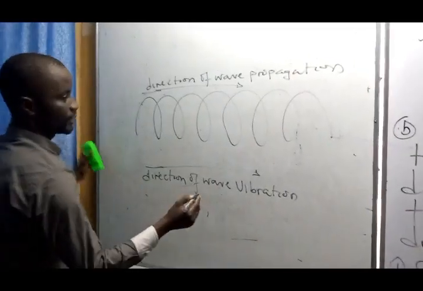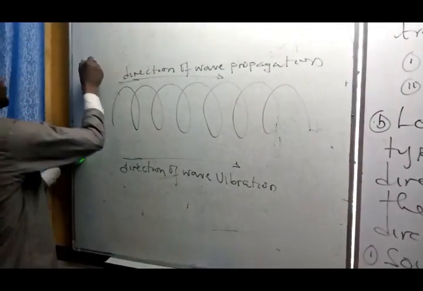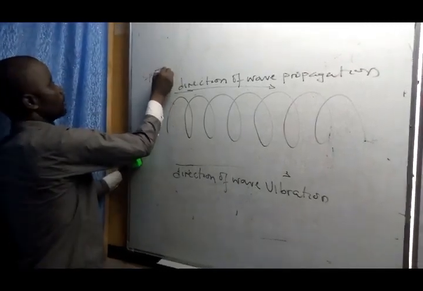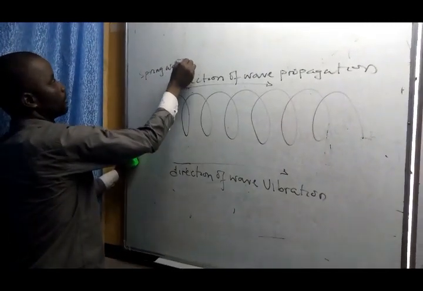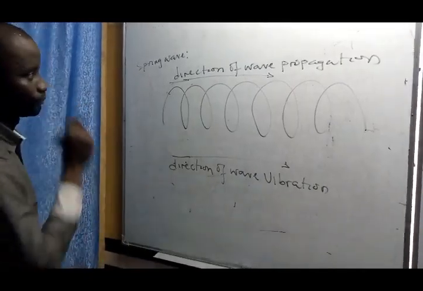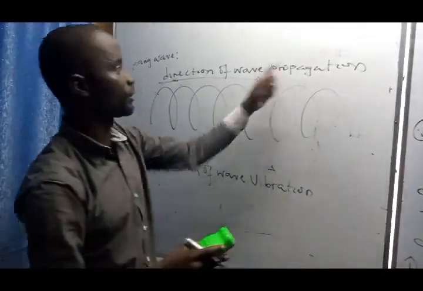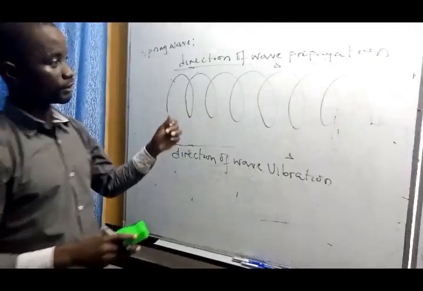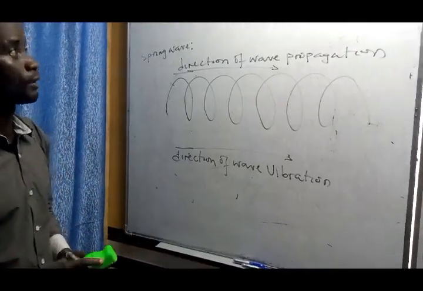Now, in terms of this example, this spring wave diagram, here is the direction of vibration and propagation. This is the direction of wave vibration. That's a typical example of what's called a longitudinal wave.